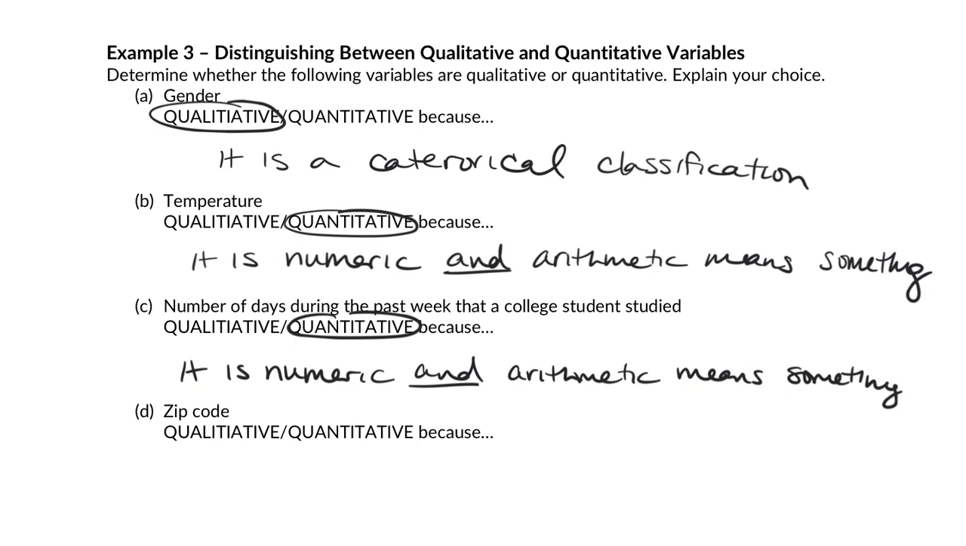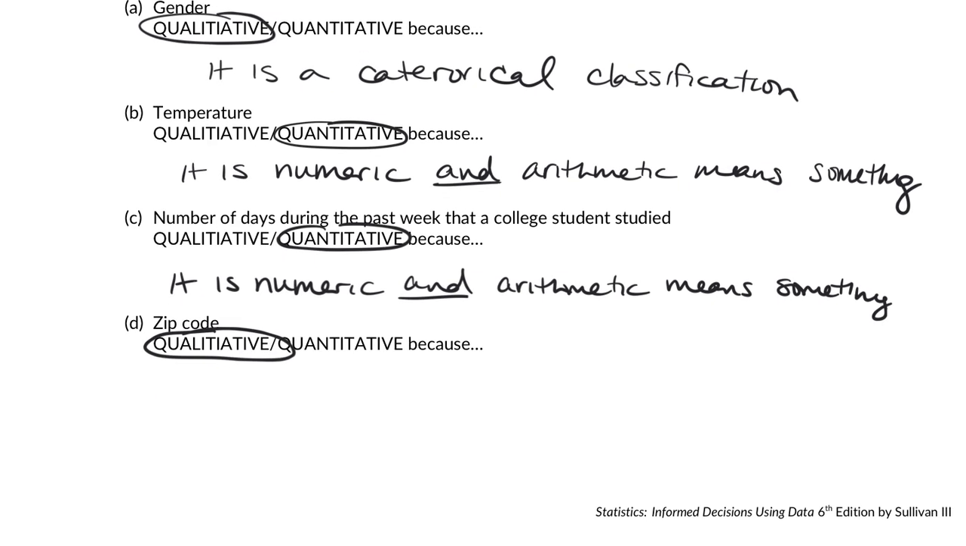Qualitative or quantitative? Qualitative. What's your final answer? Qualitative. Why would it be qualitative instead of quantitative? Isn't it a number? Yeah, but it's not really something you change. Describing an area. Yeah, you're describing an area. So it categorizes a location. And if you took one zip code and added it to another, would that mean anything? No. So arithmetic is meaningless with this. That means it's qualitative.